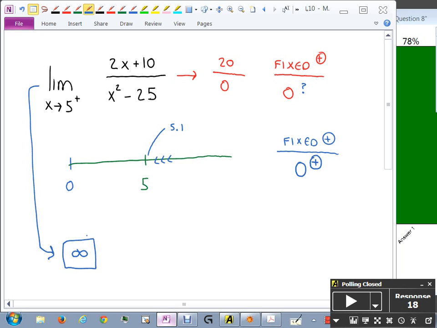All right, I'm happy. Are you okay? Yes? All right, let's switch over to the other types of limits.